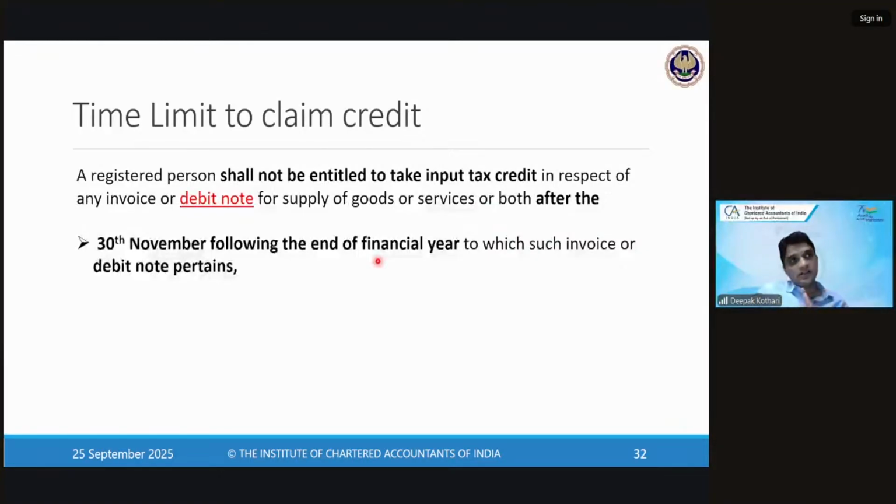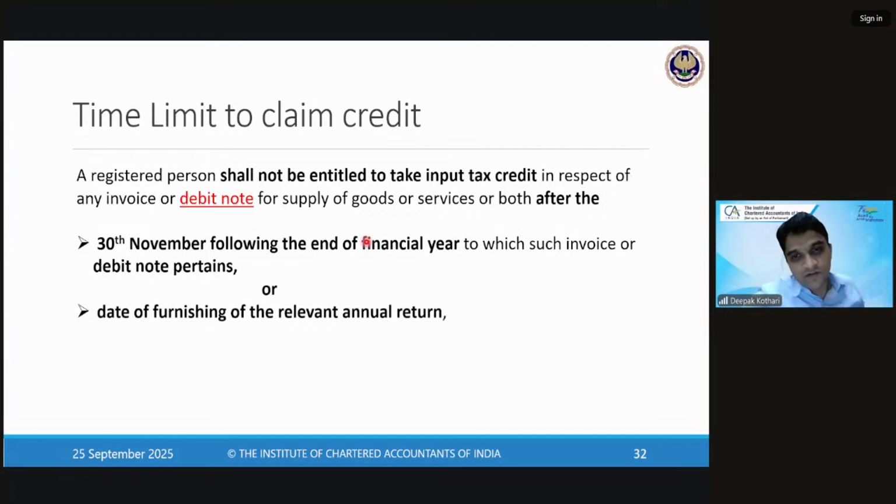This will become easier for us now because we have understood that when we do reclaim and reversal, the same time limit applies here. If you have got an invoice, till when can you claim the credit? You can claim it till the 30th November following the end of the financial year, or the date of furnishing of the annual return for the relevant year, whichever is earlier.